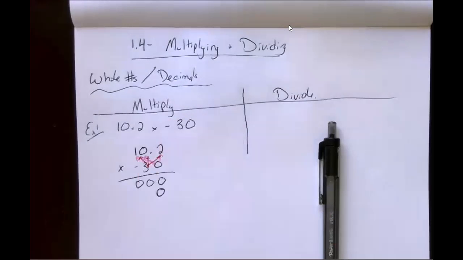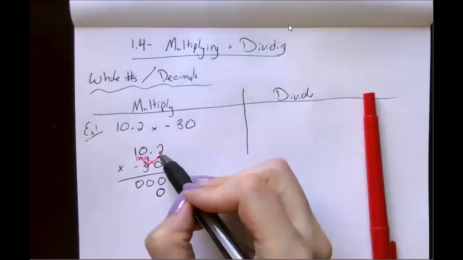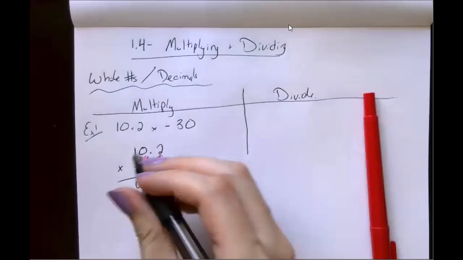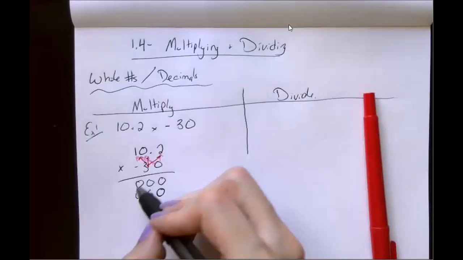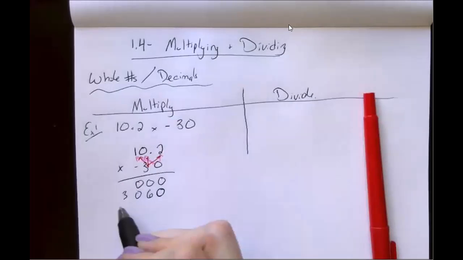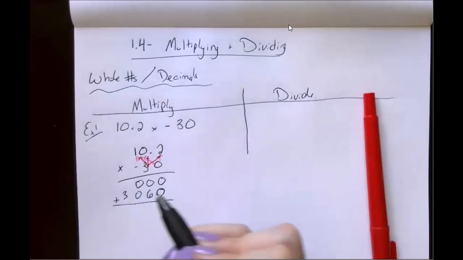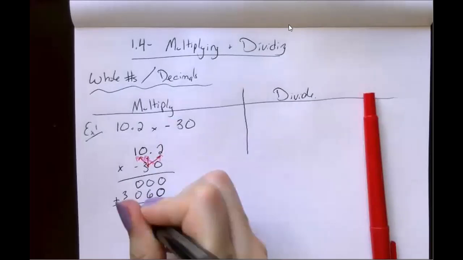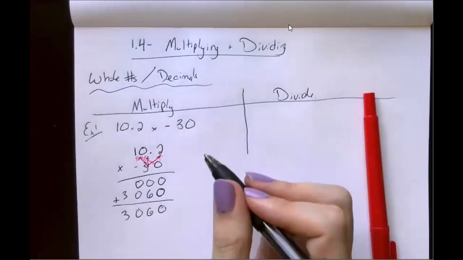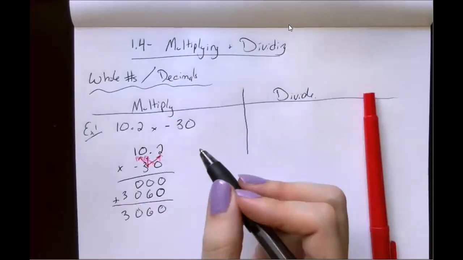So 3 times 2 is 6. 3 times 0 is 0, and 3 times 1 is 3. Then we add, so 0 plus 0 is 0, 0 plus 6 is 6, 0 plus 0 is 0, and then 3. And then our last step, well, actually we have 2 more steps.